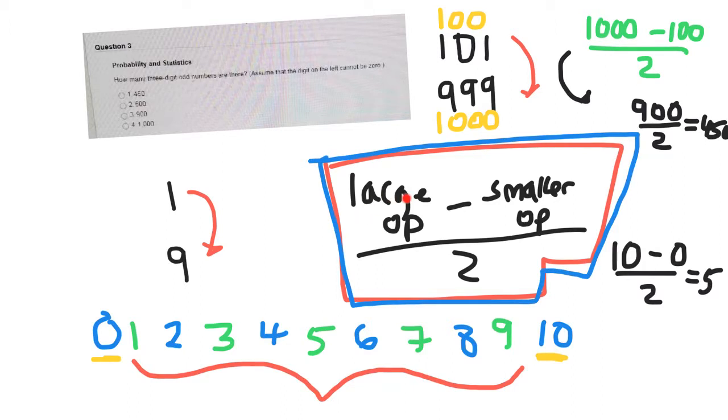The larger outside parameter, in the simpler case, was 10. Subtracting the smaller outside parameter, in the simpler case, it was 0, because once again, we were studying one-digit numbers, right? And then dividing that result by 2. That should work. So, of course, the answer in this case is 450. Moving on.